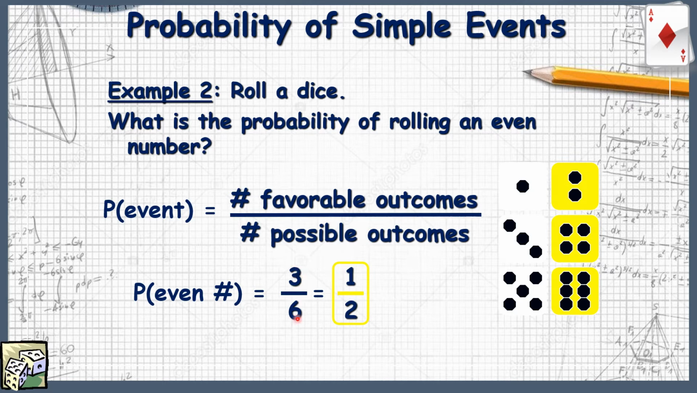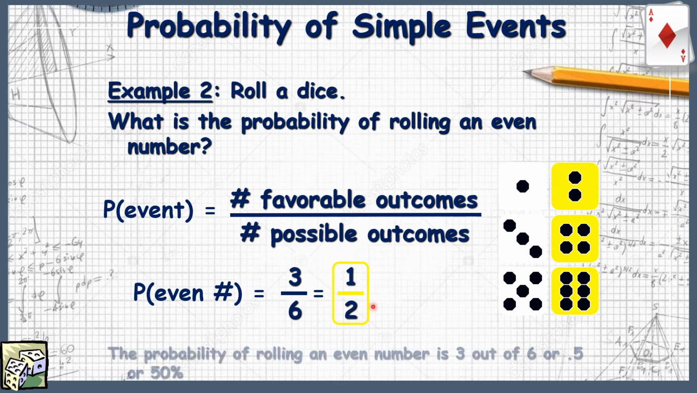Pero kailangan nating i-lowest term tong 3 over 6. Yung 3 and 6 ay may common factor na 3. So 3 divided by 3 is 1, 6 divided by 3 is 2. So it means 1/2 yung magiging final answer natin. 1/2 or 0.5 or 50%. So as we said a while ago, pwede nating ibigay yung sagot sa probability by means of fraction, decimal, or percent. So, 3 out of 6 or 0.5 or 50% or 1/2 yung probability na makakapag-roll ka ng even number.